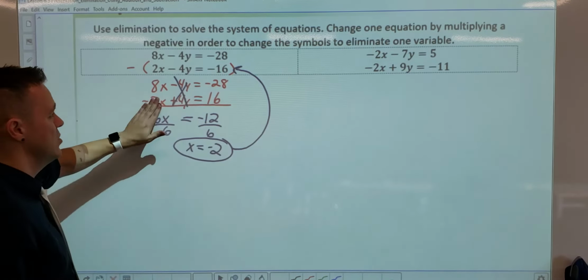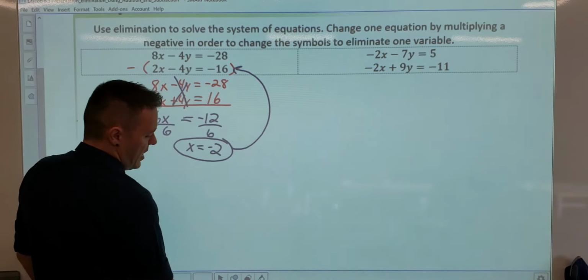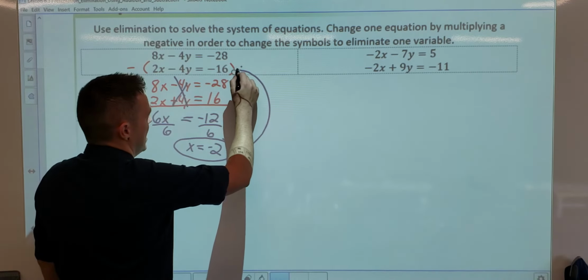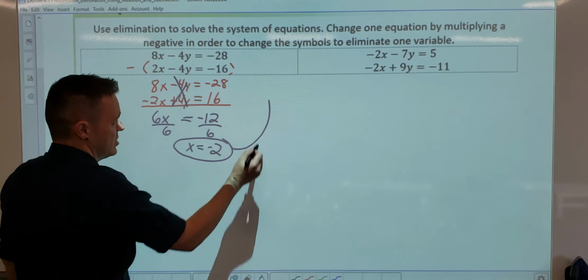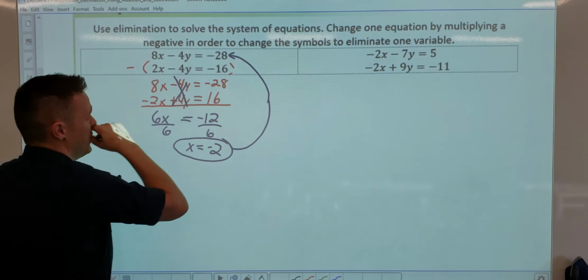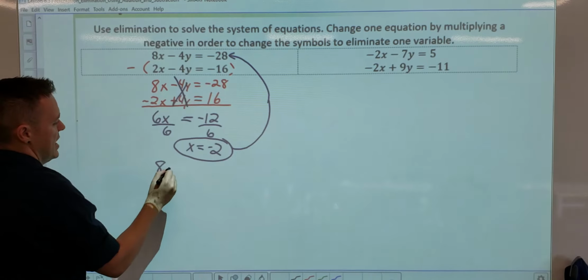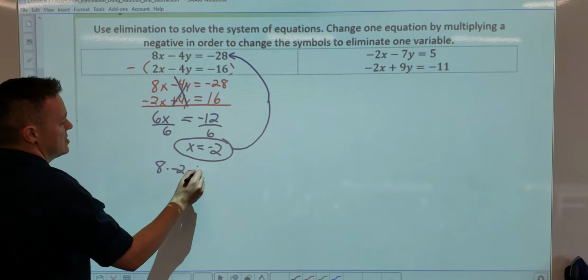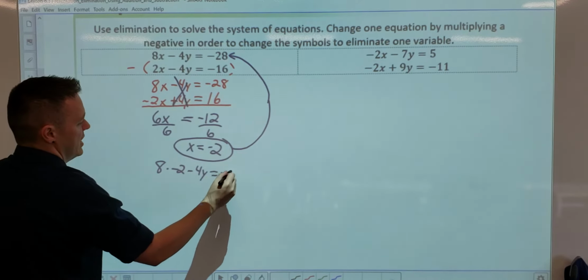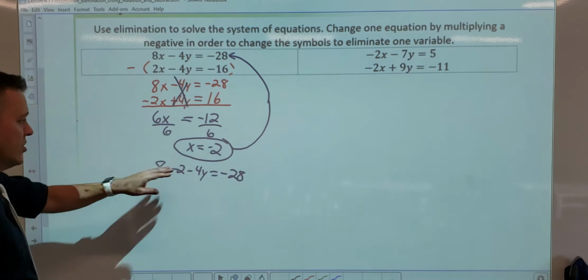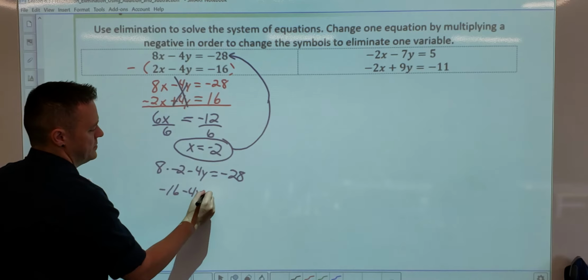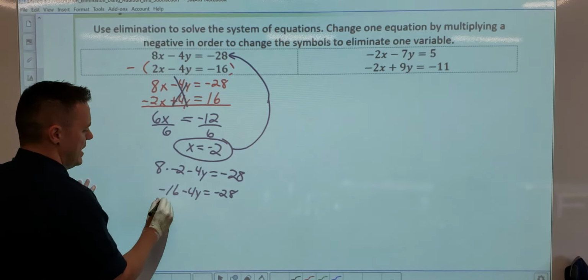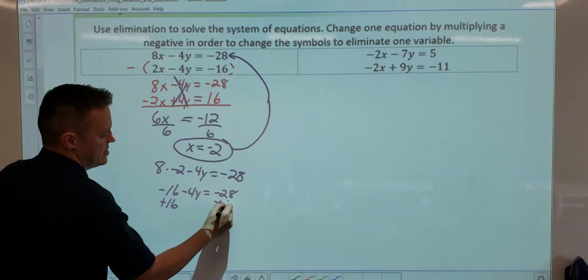If it's too confusing, which for some of you it might be, what I'll do is I'll just stick it in the top one just for poops and giggles, okay? Making sure we don't get anything confused. So I'll stick it in the top one. So it is 8 times negative 2 minus 4y equals negative 28, okay? So there's my setup. So this is going to be negative 16 minus 4y. You would add 16 to both sides.